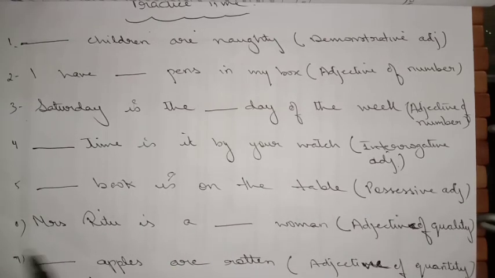Interrogative adjective. Dash book is on the table. Possessive adjective. Mrs. Ritu is a dash woman. Adjective of quality. Dash apples are rotten. Adjective of quantity. Dash cars are wonderful. Proper adjective. So do all these sentences and please reply in the comment box.